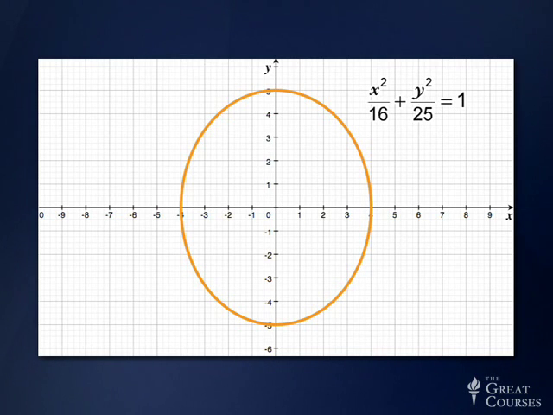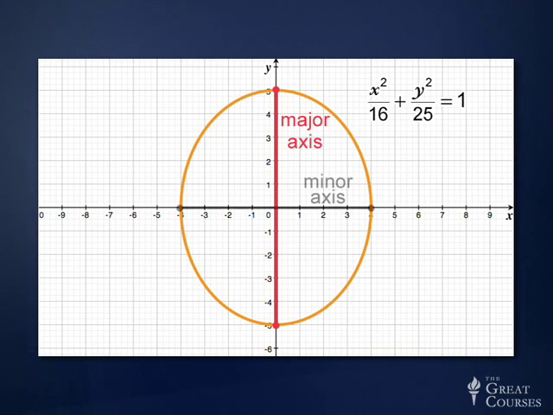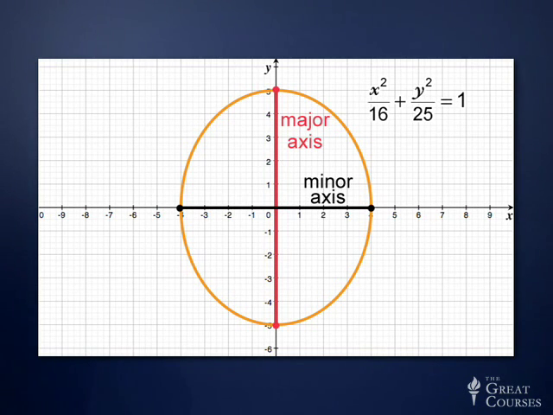And since the larger denominator is under the y squared term, the stretching, if you will, happens along the y-axis. I want you to notice that the vertices of this ellipse are at the points (0, 5) and (0, -5). Those are both on that y-axis, and the major axis of this ellipse is the line segment that connects those 2 points. Notice where the minor axis is located. It's now in the horizontal direction on this ellipse, and it's the line segment that connects (-4, 0) to (4, 0).